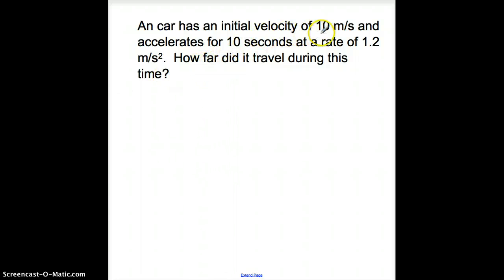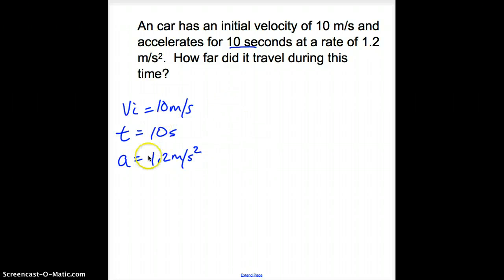So a car has an initial velocity of 10 meters per second. So there's an initial velocity of 10 meters per second. And it accelerates for 10 seconds at a rate of 1.2 meters per second squared. So it accelerated for 10 seconds, so that's a time of 10 seconds. And I do this at a rate of 1.2 meters per second squared. So my acceleration is 1.2 meters per second squared.